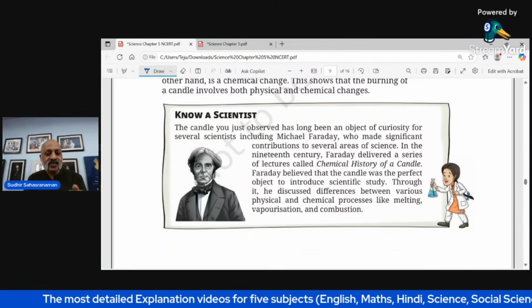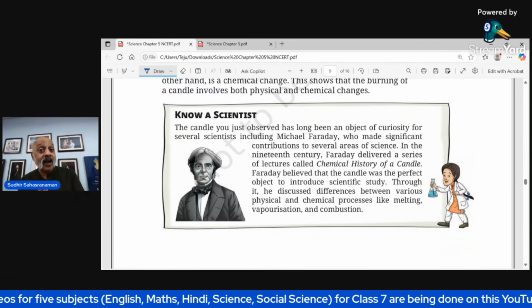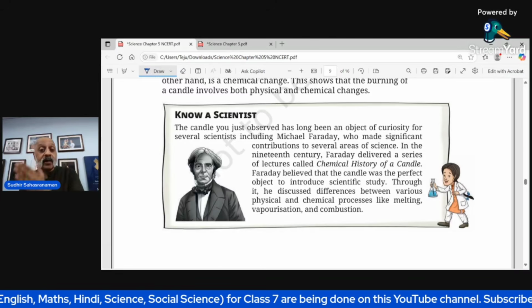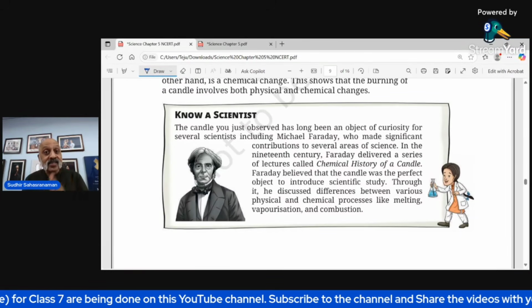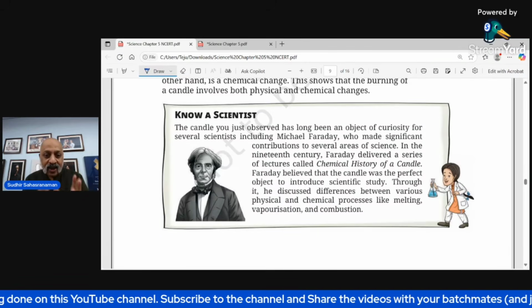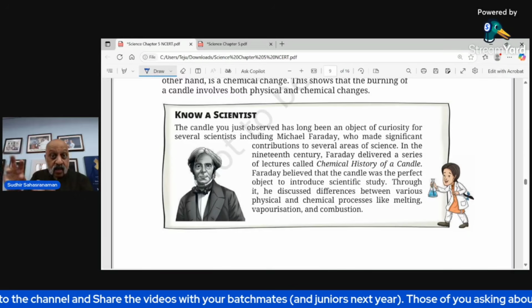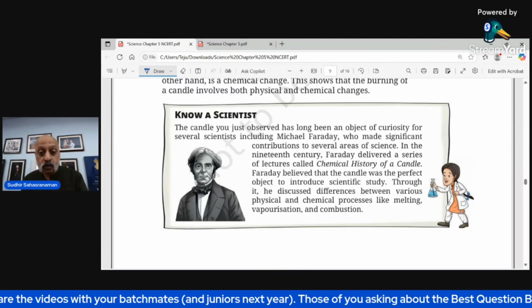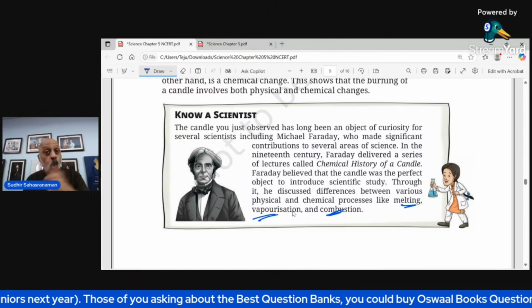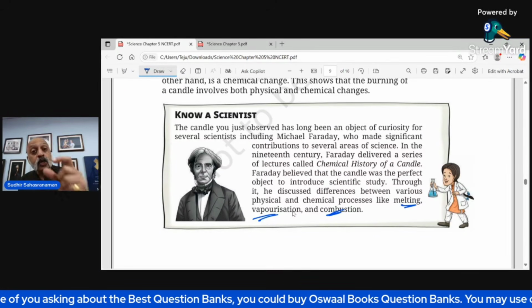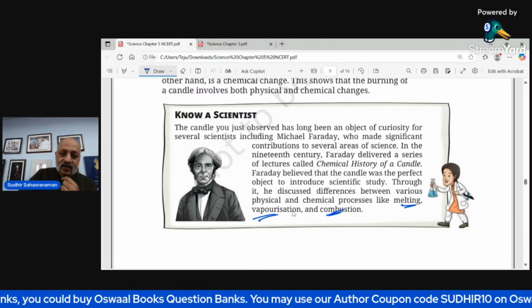Now let's know this particular scientist called Michael Faraday. Michael Faraday actually experimented a lot with a candle in order to understand the chemical history of a candle, because he believed that a candle was a perfect object to understand different sciences, and you're able to understand both physical and chemical processes like melting of the wax, the vaporization, and the combustion process. So he realized that three things: melting, combustion, and vaporization, all three you are able to understand by using a wax candle. So this is Michael Faraday, one of the very well-known scientists.